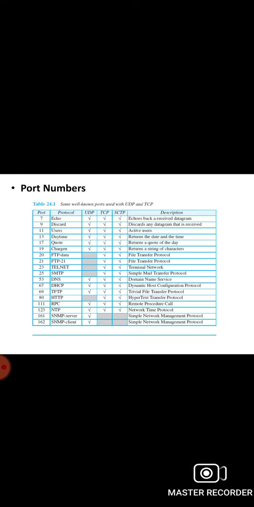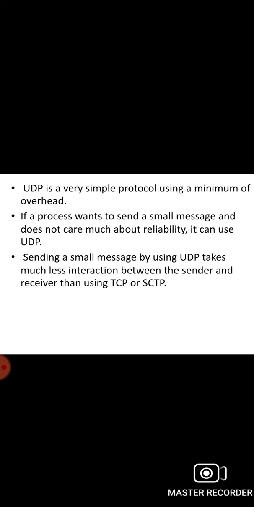Let's see the list. So 13 is daytime. It returns the date and time. 17 is quote, which returns a quote of the day. And 19 is chargen, which returns a string of characters. And 53 is nameserver, which indicates the domain name service, and so on. So there is a list of port numbers and their descriptions given in the table.